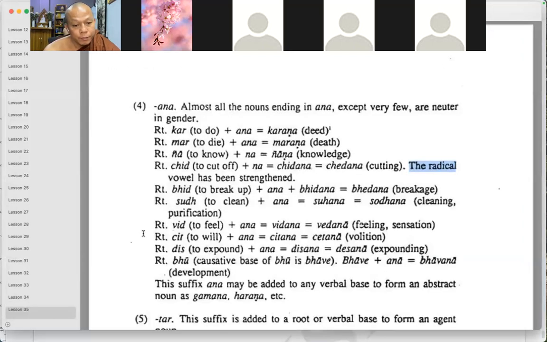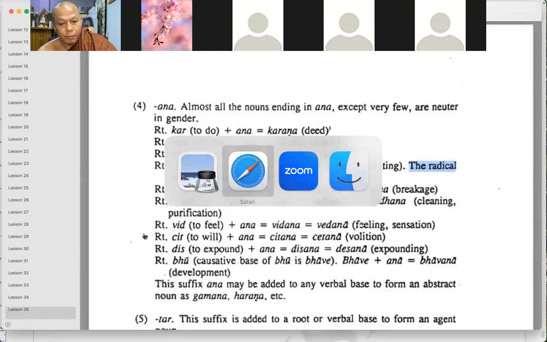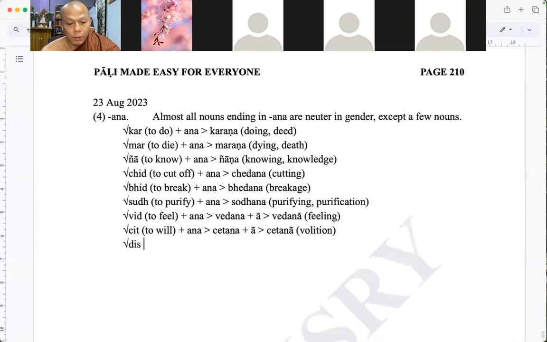And then next, so next is desa. This is maybe to expound, to preach, and the ana. So here also it becomes desana. After the feminine gender sign, ā is added. So this desanā, discourse. So literally expounding, but later we use discourse in this way.